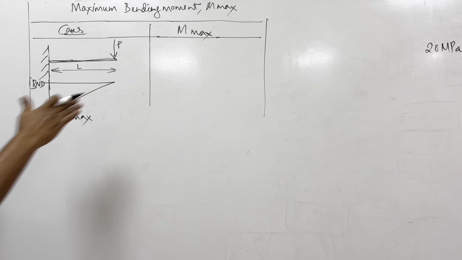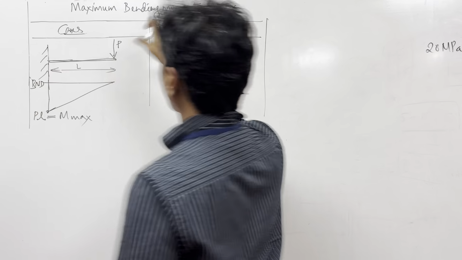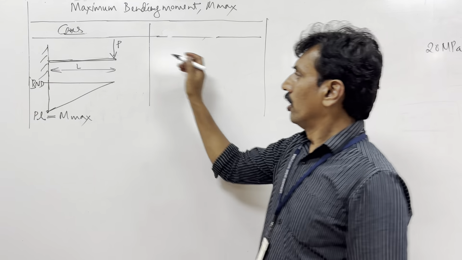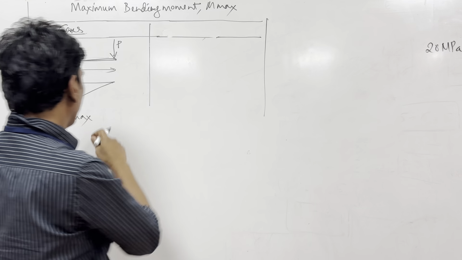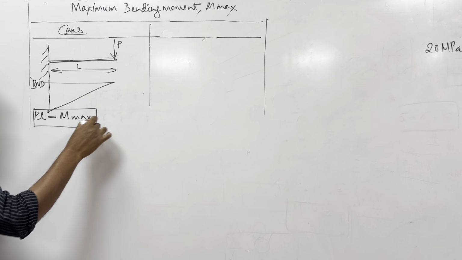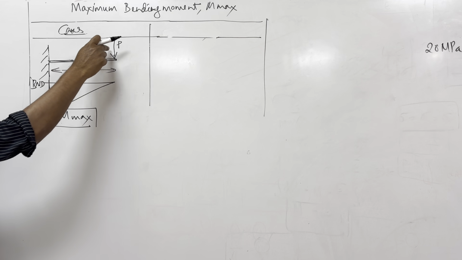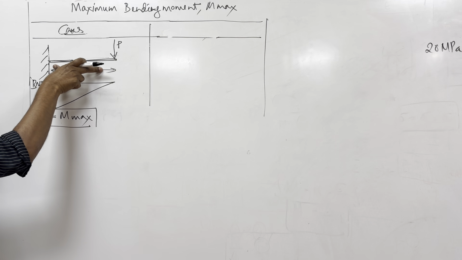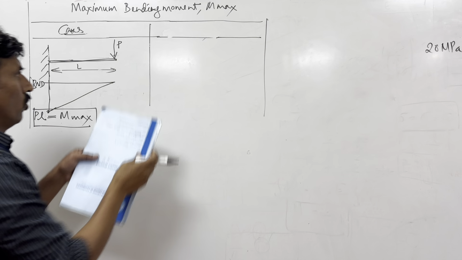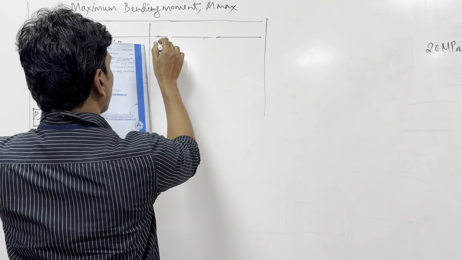So instead of writing M max there, I'll write it here itself. So case for cantilever, because I'll have to go down otherwise. Then another case. Okay. Guys, you have to remember this. M max is equal to PL for cantilevers with a point load at the distance L. You just have to remember M max is equal to P into L.